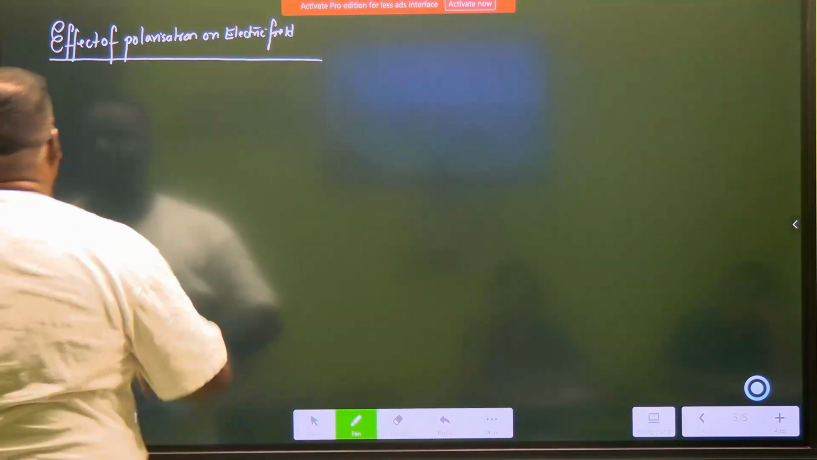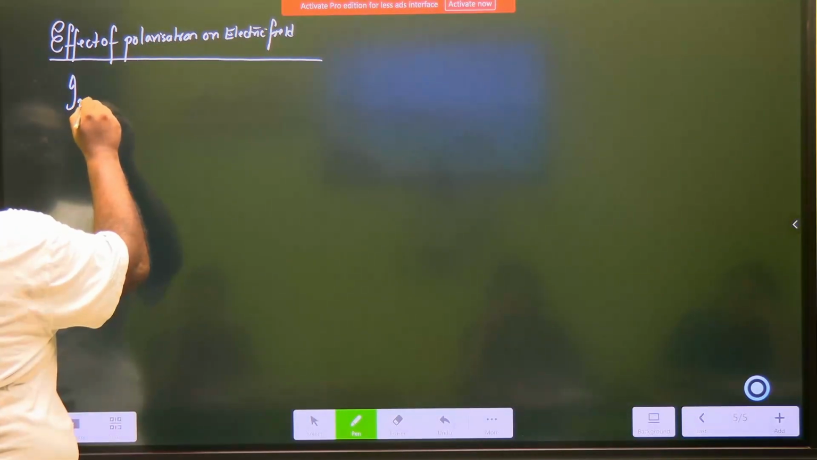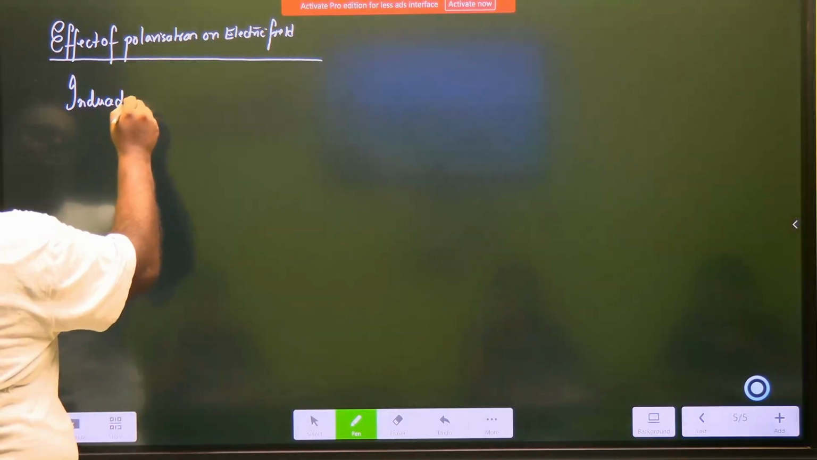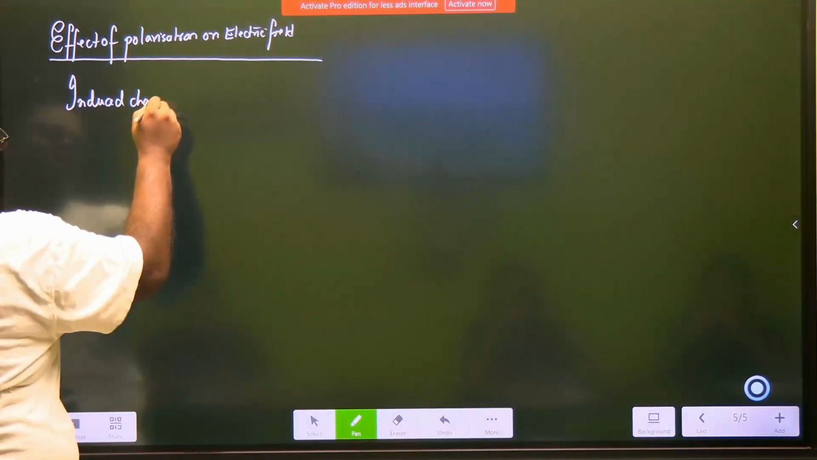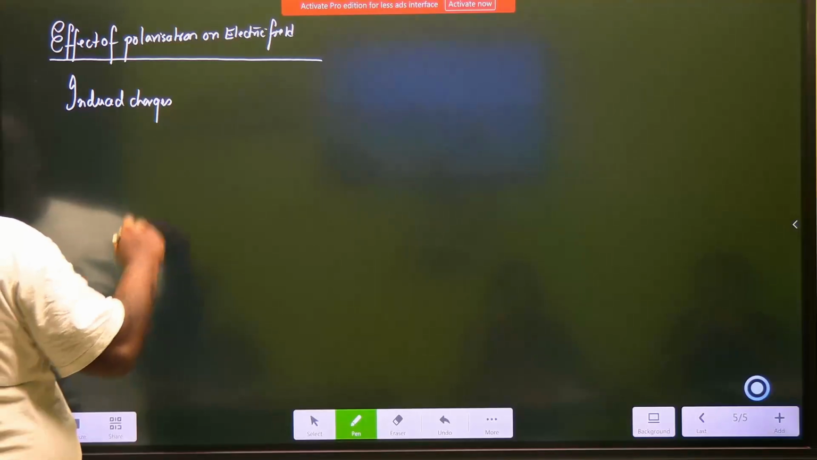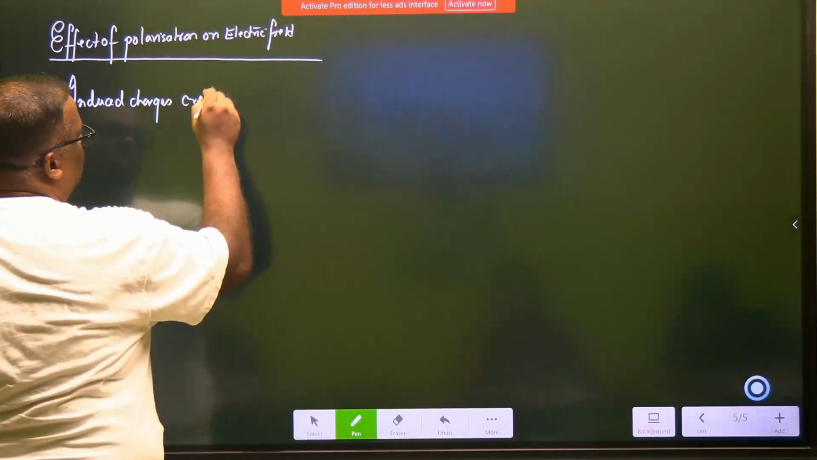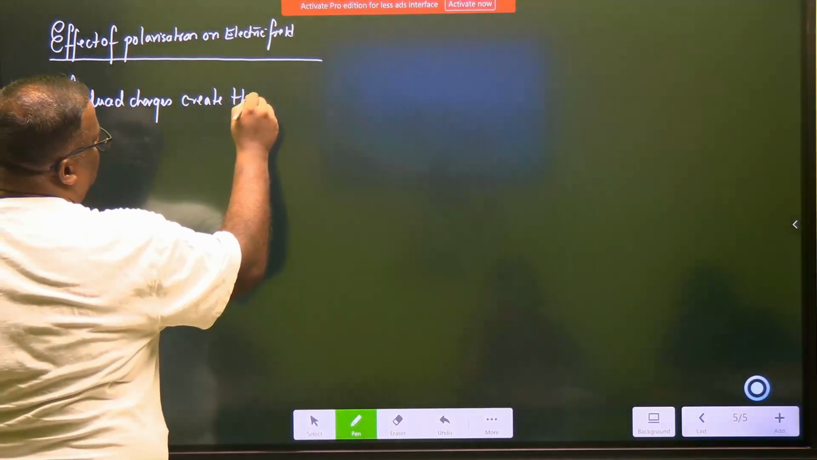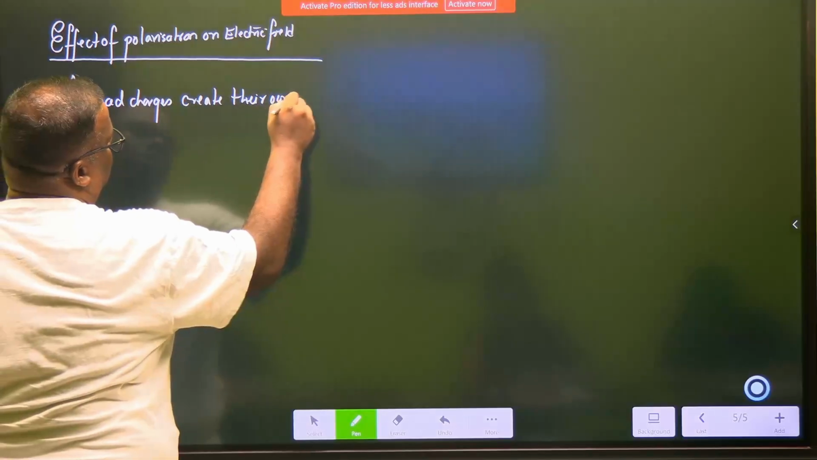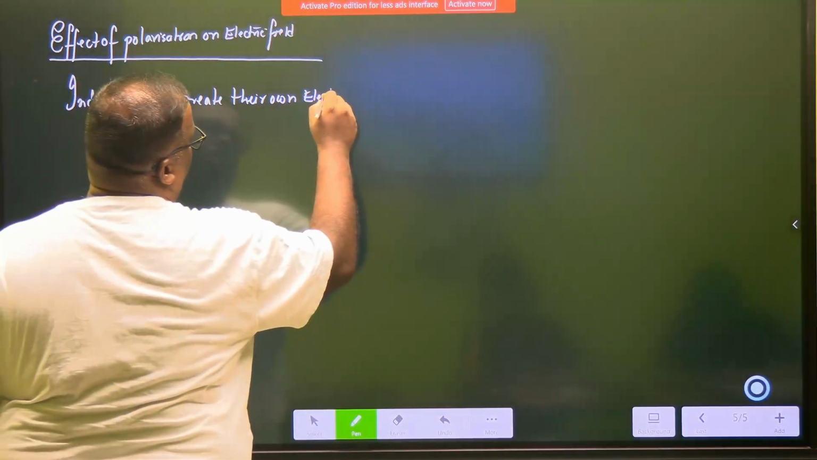So we'll see induced charges, but these induced charges are very less as compared to a conductor. They create their own electric field.